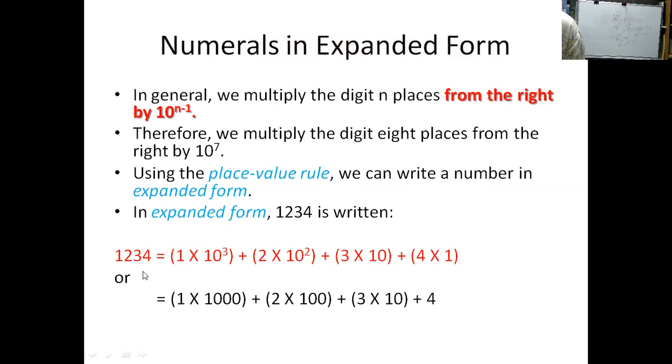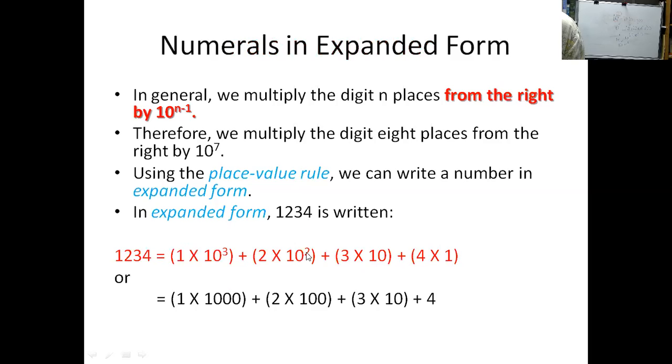So you get a number, 1,234. Just pick the digits, 1, 2, 3, and 4. This is in the first place, so multiply by 1. This is in the second place, I'm sorry, so multiply by 10. This is in the third place, so multiply by 10 to power of 2.